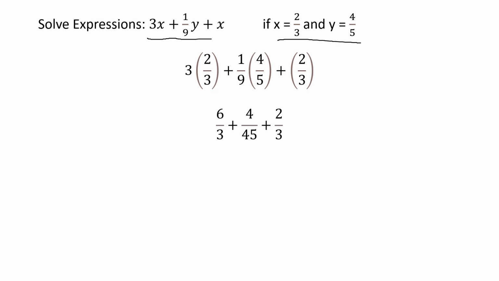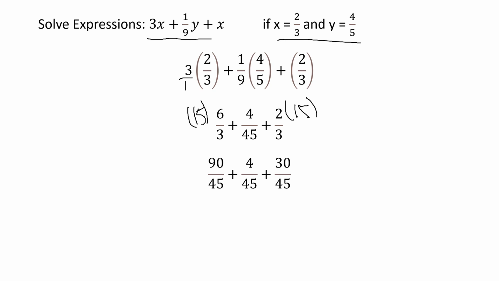Put this 3 over 1. Remember, you do not have to have a common denominator when you multiply, but you do when you add. So 3, 45, and 3, what can they all become? Well, 45 can become 3 by multiplying it by 15. So when I multiply both of those fractions, numerator and denominator, by 15, I get this.